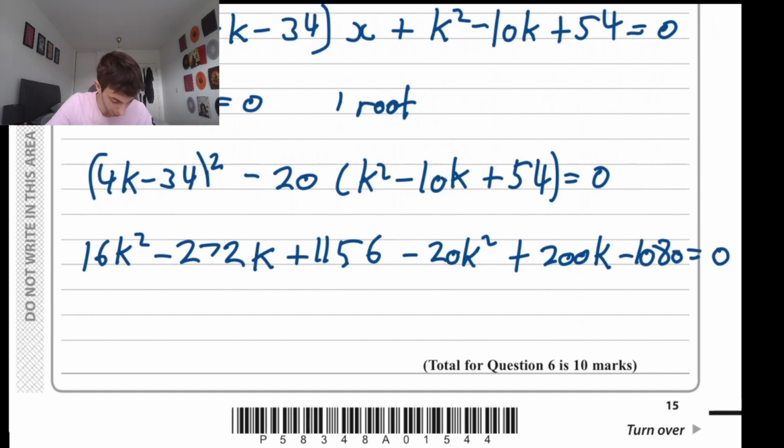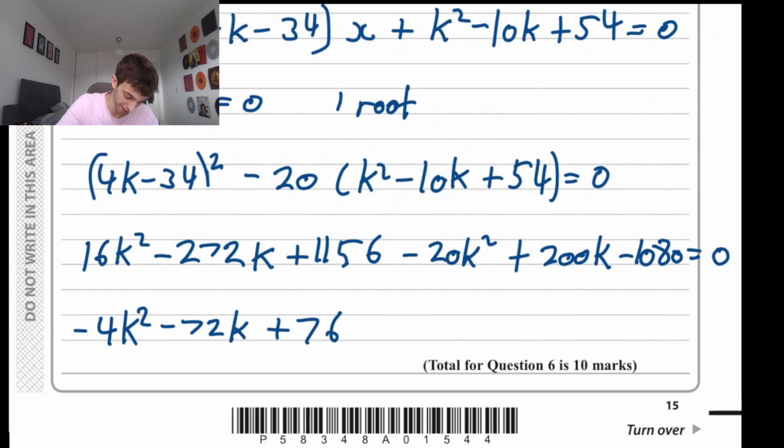So now we can clean this up a little bit. 16k squared minus 20k squared, so we have minus 4k squared minus 72k, and then we have 1156, take away 1080, so 1156 take away 1080 will give us 76. Okay, so that's plus 76 equals 0.